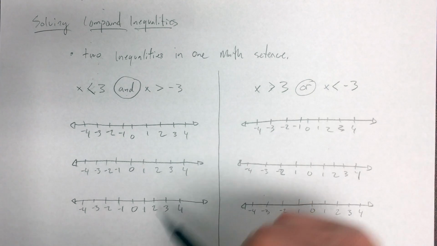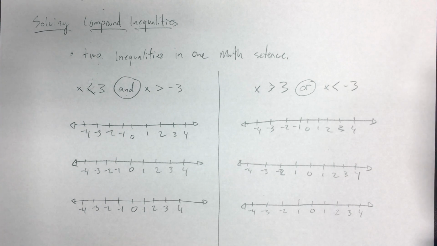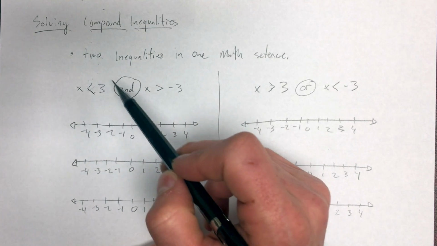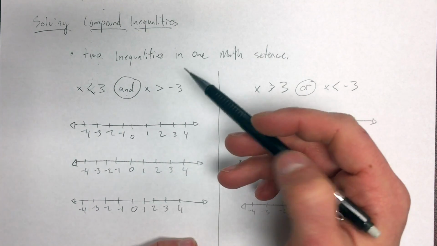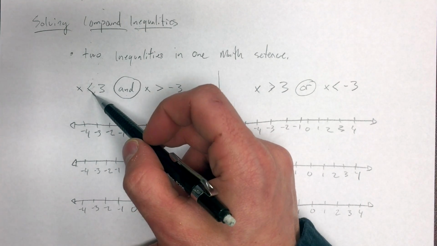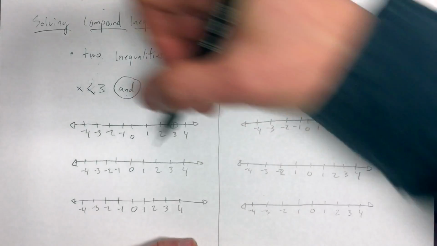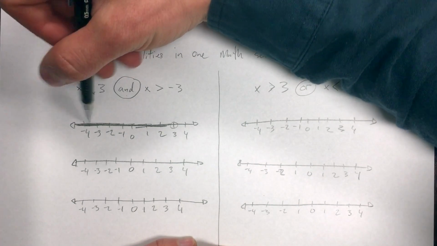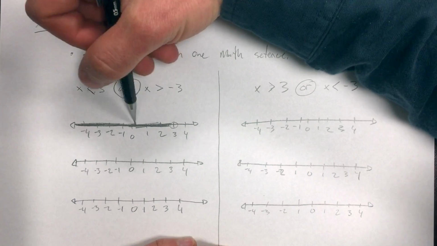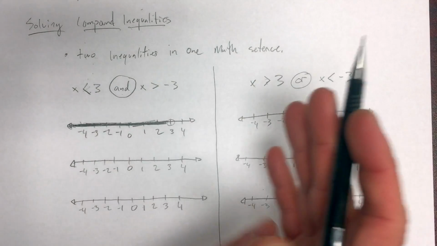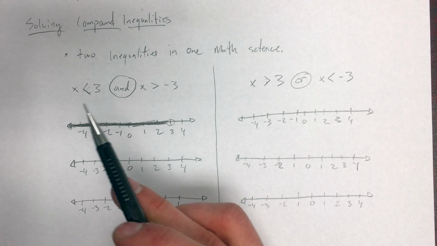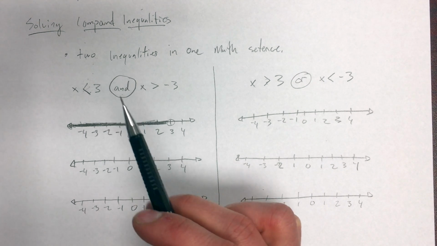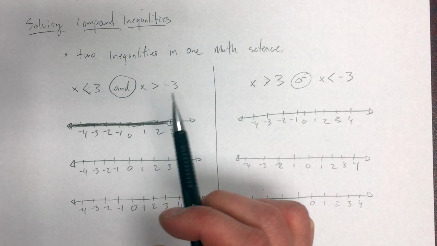Okay, so I've drawn out a bunch of number lines here that we're going to use to graph these inequalities. Okay, so the first one let's look at is x is less than 3. Okay, so we know that x cannot equal 3. It's not less than or equal to. So we're going to have an open circle around 3, and we're going to shade everything to the left because x is less than 3. Okay, so x could be any number less than 3 according to that inequality.